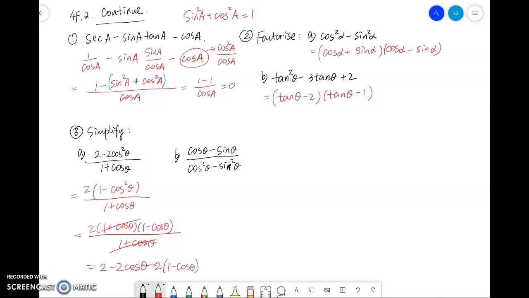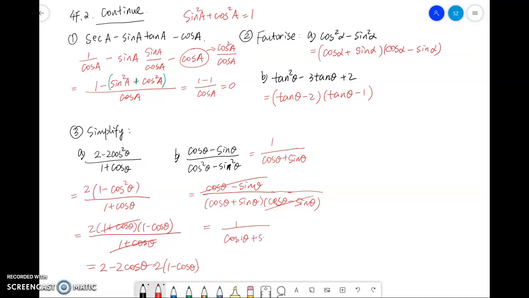Okay? Another example, which also you need to be able to inspect the answer directly, plus sine theta. That's the answer. Okay? What you do is you do the same. And then the denominator, you do cos theta plus sine theta, difference of squares. Cos theta square, cos theta, cos theta take sine theta. Therefore, you cancel these out, and it will be 1 over cos theta plus sine theta.